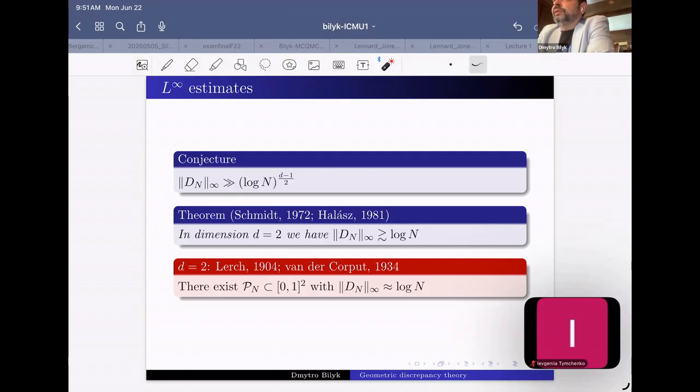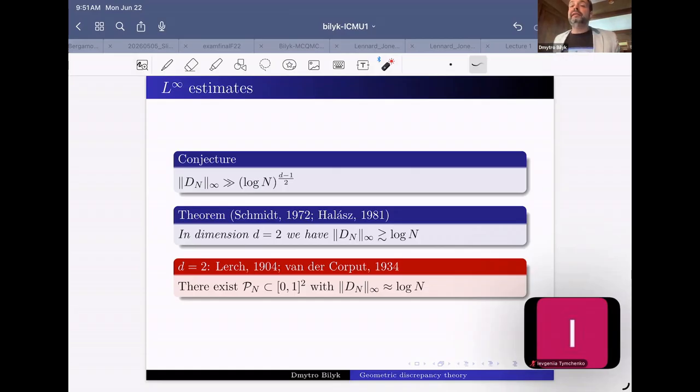Heuristically, this could be explained as follows. If the set is distributed pretty well, then the discrepancy function most of the time should be pretty small. But sometimes it will have peaks, so it will be this very peaky function that's small most of the time, but then very large in some places. And in that case, if a function is very peaky, then the average norm is usually much smaller than the extremum norm, than the supremum norm.